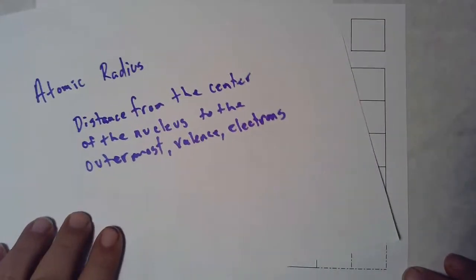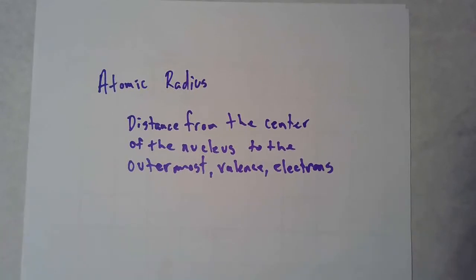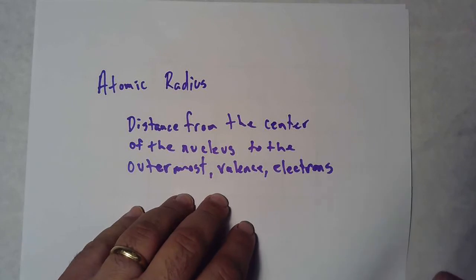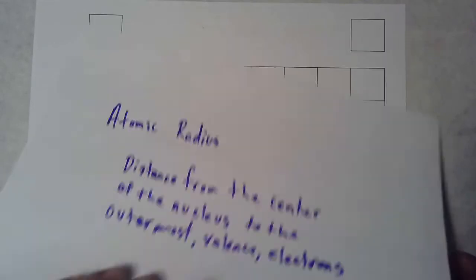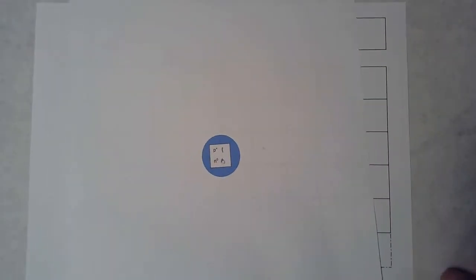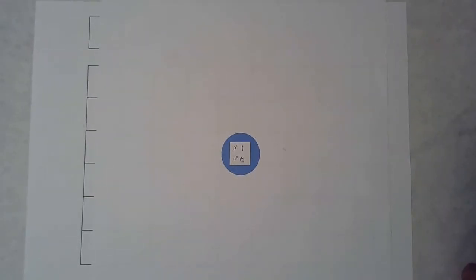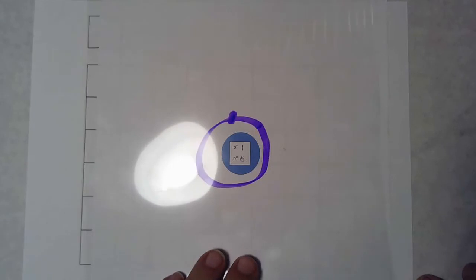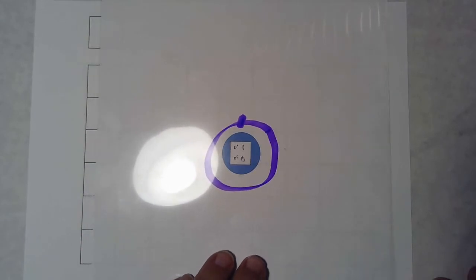Our first trend is atomic radius. Atomic radius is the distance from the center of the nucleus to the outermost valence electrons. So let's start with hydrogen. Hydrogen with 1 proton and 0 neutrons. If it is neutral, it'll have 1 electron. That electron will be found in the first energy level.